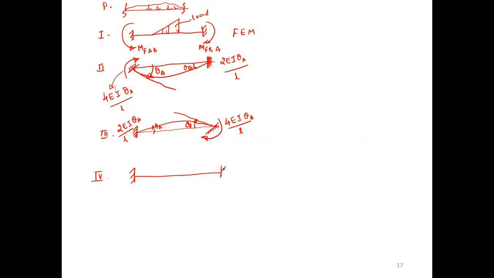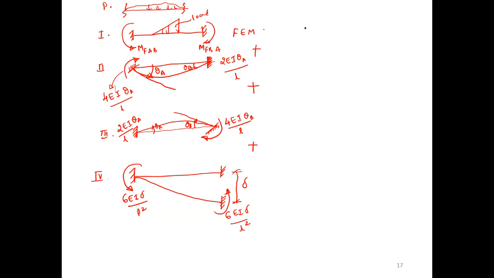Now what happens? It will move this way. This is the sway contribution. You have to remember this also. This delta is the shift because of these rotations. Here you are getting the value as 6EI delta by L square, and here also the same value, 6EI delta by L square. There is no change in this delta contribution. So what are the things? This is FEM plus rotation contribution with respect to A plus rotation contribution with respect to B plus delta contribution.